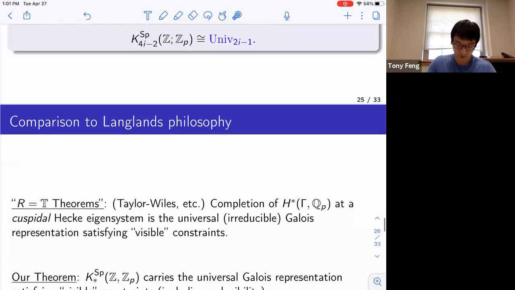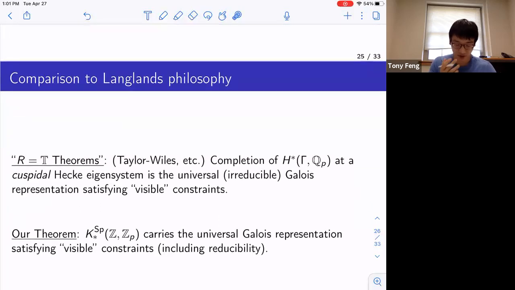And so you can think of our theorem as proving some statement of this nature, except instead of being about cohomology, it's about the K-theory. And we show that it carries some sort of universal Galois representation satisfying all the visible constraints. But in our case, that also forces the thing to be reducible.